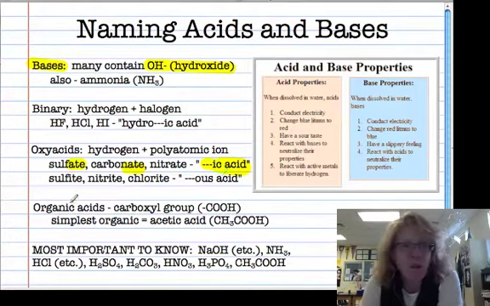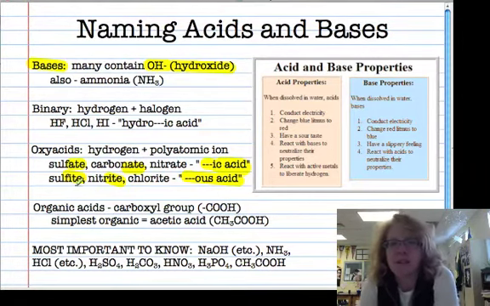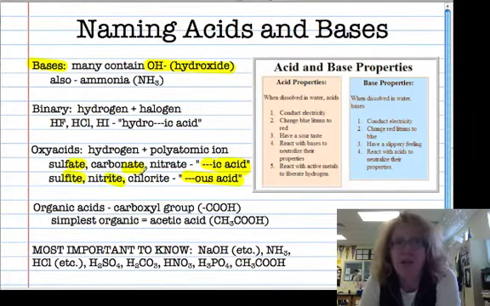If it's the ite form, which we're really not going to deal with in this chapter, so don't stress about it, but if it's that ite form, the slightly lower number of oxygens to it, it becomes ous acid. So if it's hydrogen sulfite, it would be sulfurous acid, or nitrous acid, or chlorous acid, kind of weird ones. We don't see those very often.